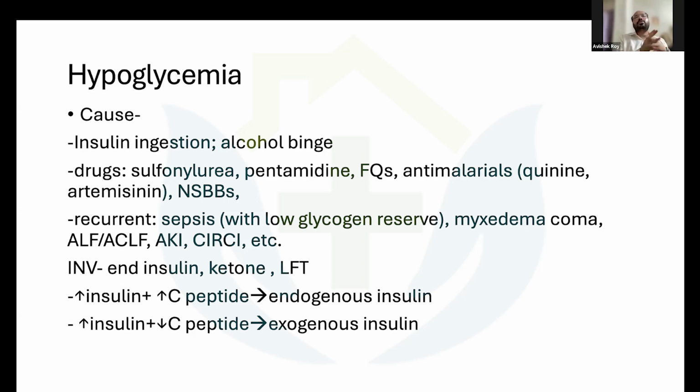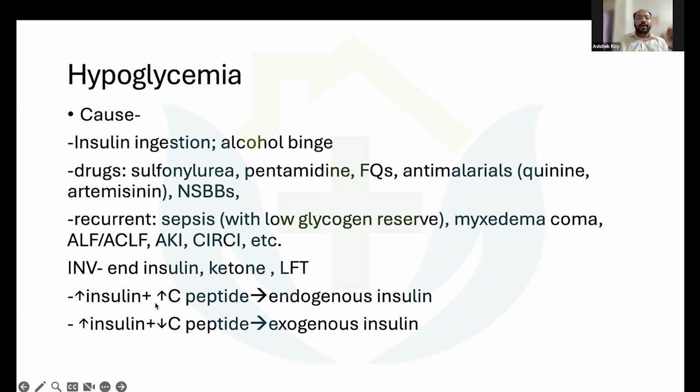So, investigations in a hypoglycemic patient: generally we manage first, send investigations later. If you want to send, you can send insulin, C-peptide levels, ketone levels, and LFTs. How would ketone levels help us? If ketones are positive, that means fatty acid is breaking down. On the background of hypoglycemia, it mostly indicates starvation ketosis. LFTs help in diagnosing acute liver failure.